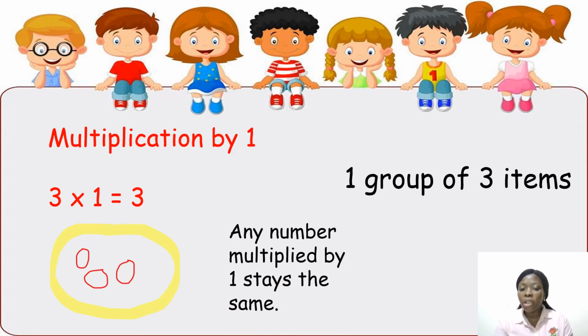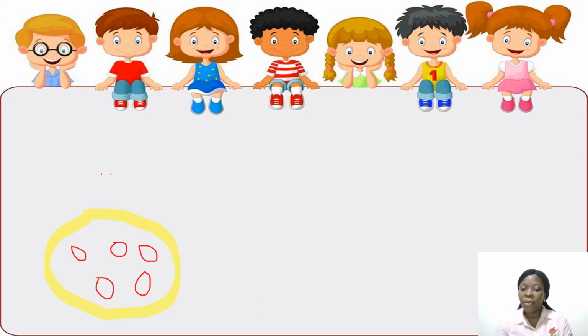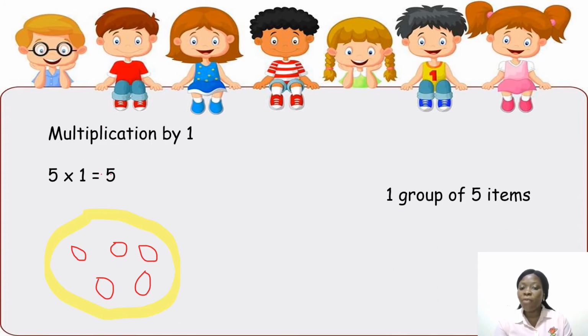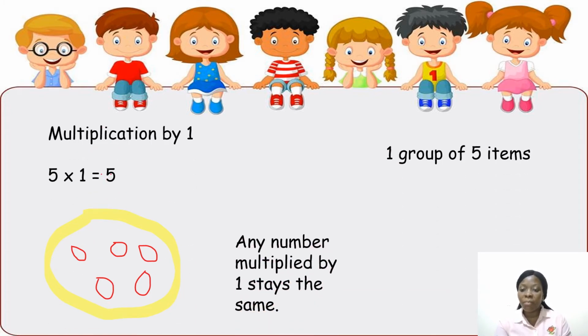So any number multiplied by 1 stays the same. It doesn't matter the number. 1 million multiplied by 1 is 1 million. 100,000 multiplied by 1 is 100,000. Keep this rule in memory: any number multiplied by 1 remains that same number. Okay. Here is another example. 5 times 1. We have one group of 5. One group of 5 items. So any number multiplied by 1 once again stays the same. I hope you were able to get that.